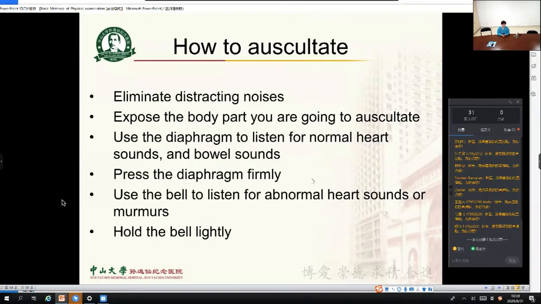And how to perform auscultation. Eliminate distracting noises from the background, from the environment. Expose the body part you are going to auscultate. Use the diaphragm to listen for normal heart sounds and lung sounds. Also, press the diaphragm firmly and use the bell to listen for abnormal heart sounds or murmurs. The bell, we can use for listening for cardiac disease. Hold the bell lightly, but press the diaphragm firmly. So these are the different tricks for using the stethoscope.